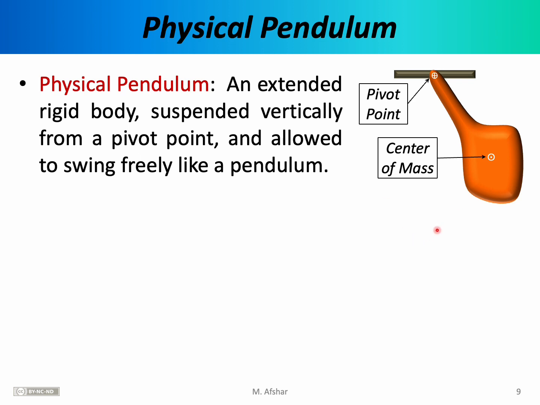Such an object has two important points. One point is the pivot point. That's the point that does not move. That's the point that's suspended or attached to the ceiling, for example. And then there's also the center of mass. These two points are important because they allow us to quantify the precise behavior of this object.